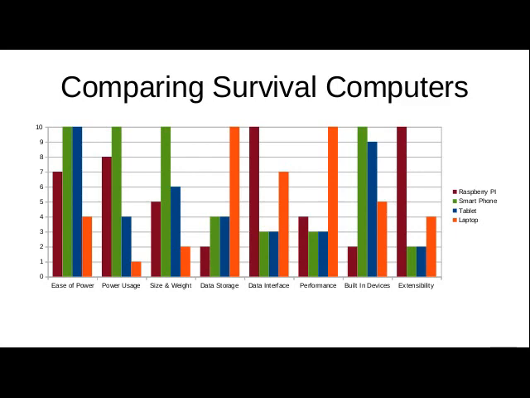So, ease of power. The smartphone and the tablet are the top two for that, because they are powered by USB, so they run on the standard 5 volts. You'll almost always be able to access that. And they also have an internal battery, so they can be powered without external power.